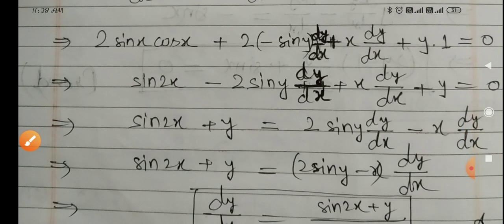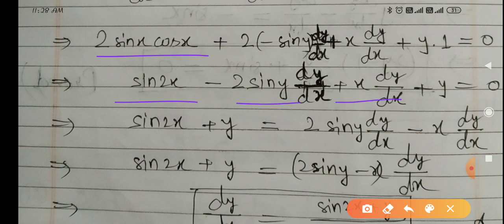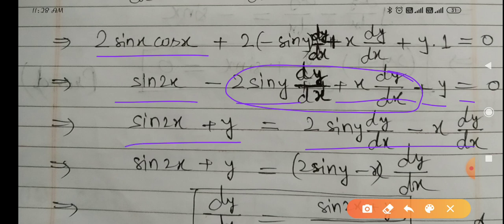Now simplification will come. 2 sin x cos x means sin 2x, minus 2 sin y dy upon dx, x dy upon dx together you take, plus y equals 0. Now from these two terms you can take dy upon dx common. So these two terms I am taking in RHS. You can take in LHS sin 2x plus y. In RHS 2 sin y dy upon dx minus x dy upon dx. Now you can take common dy upon dx, so 2 sin y minus x.